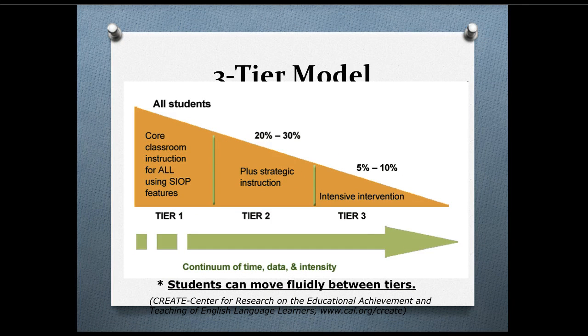Okay, so here is the model. It's kind of messed up here, sorry. Okay, so here's the model. You may have seen it different ways, but essentially it's a tiered system. So there's Tier 1, Tier 2, and Tier 3.